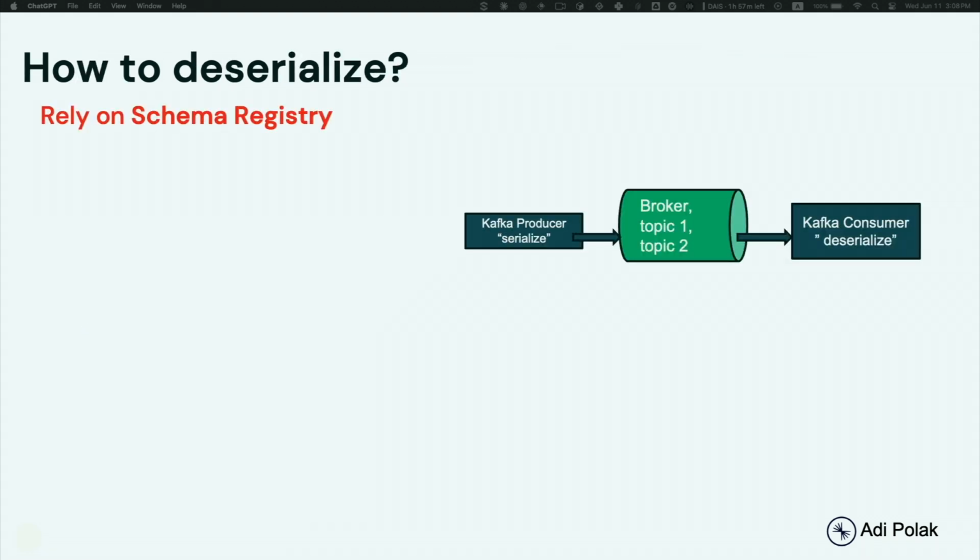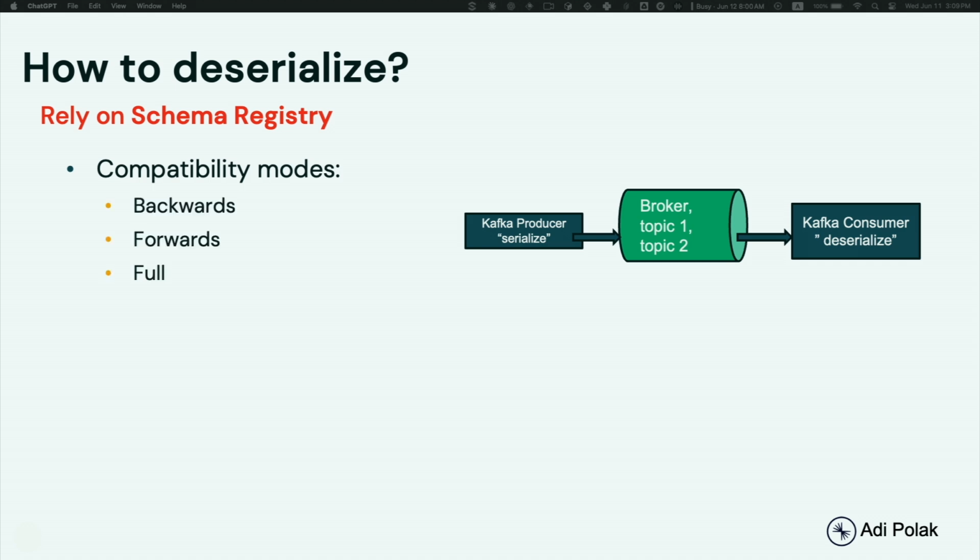So how do we deserialize it in order for us to actually get the schema built in? We can rely on something called schema registry. Schema registry helps us with a couple of compatibility modes. When we're putting data into our brokers, it helps us enforce these different compatibility modes. One of them is backward, which is essentially when consumers can read previously produced data. The second one is forward, where consumers using an old schema can read the newly produced data. And the last one is full, which means I'm getting both the backward and the forward compatibility.